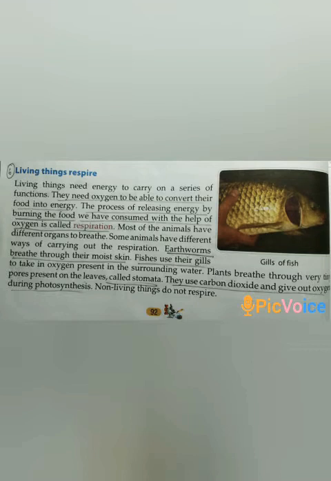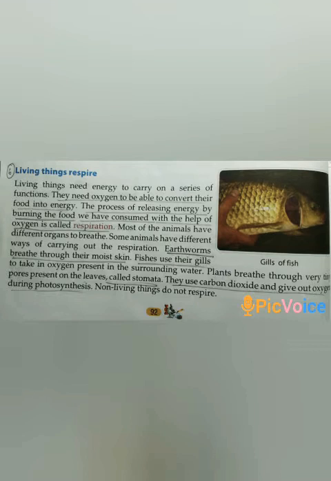Most of the animals have different organs to breathe. Some animals have different ways of carrying out the respiration. For example, earthworms breathe through their moist skin. Fishes use their gills to take in oxygen present in the surrounding water.